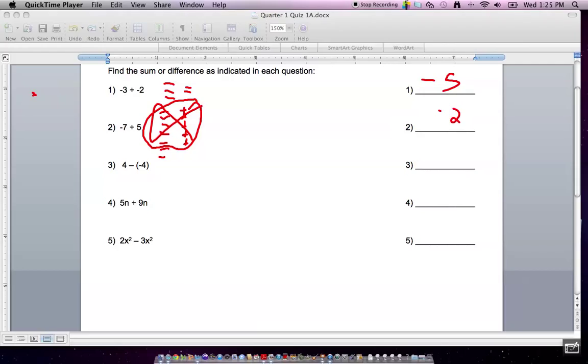Now, number 3, a lot of people missed. A lot of people put down 0. If you put down 0, let me ask you a question from a logic point of view. What would 4 minus 4 be? 0. So if 4 minus 4 is 0, how could 4 minus -4 also be 0? Whoa. You with me on that?